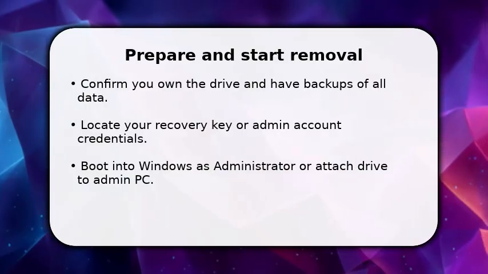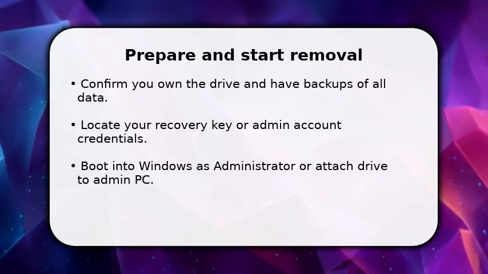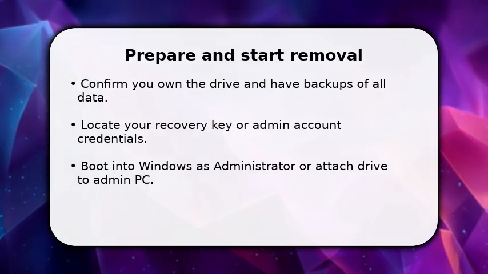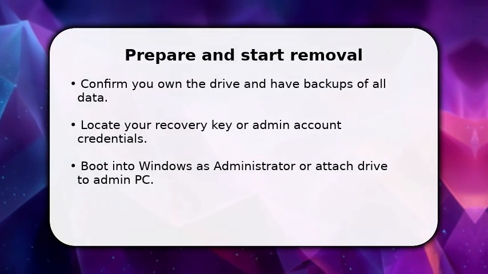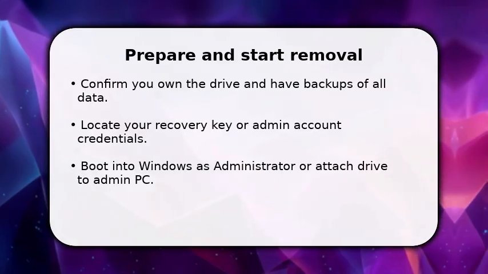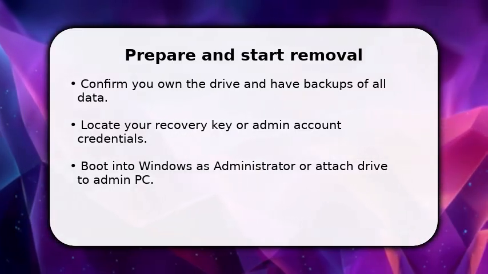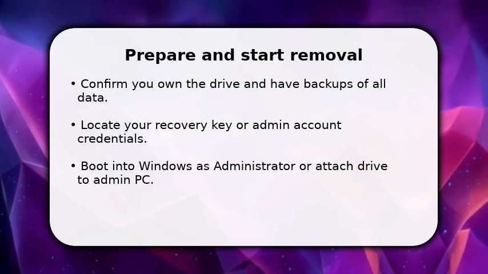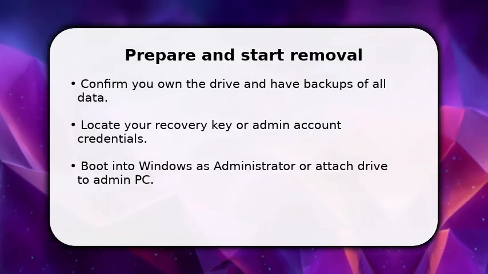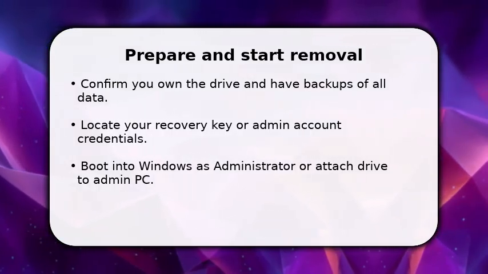You start by verifying ownership and making a full backup. Once done, locate the BitLocker recovery key or the admin account password because you will need it to disable protection. Next, sign into Windows with an administrator account and connect the drive internally or via a trusted dock.